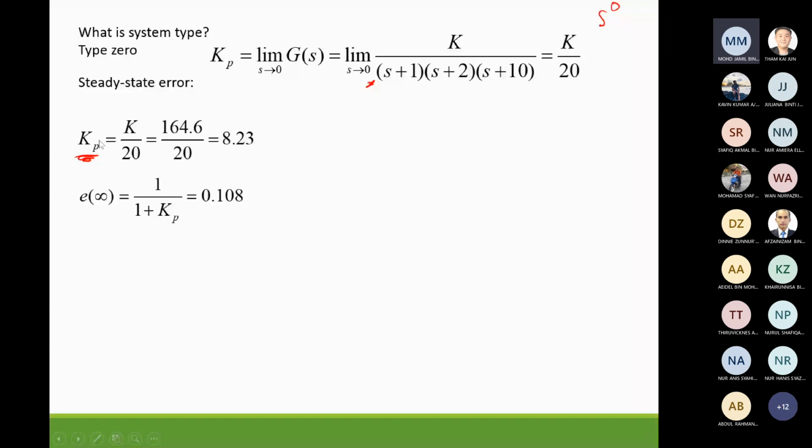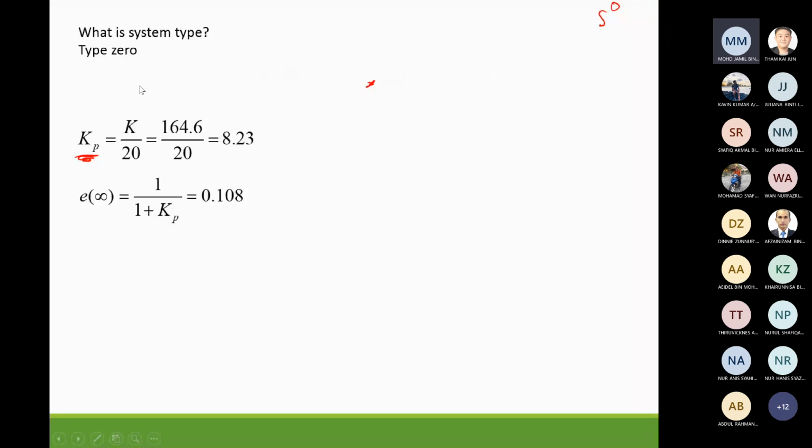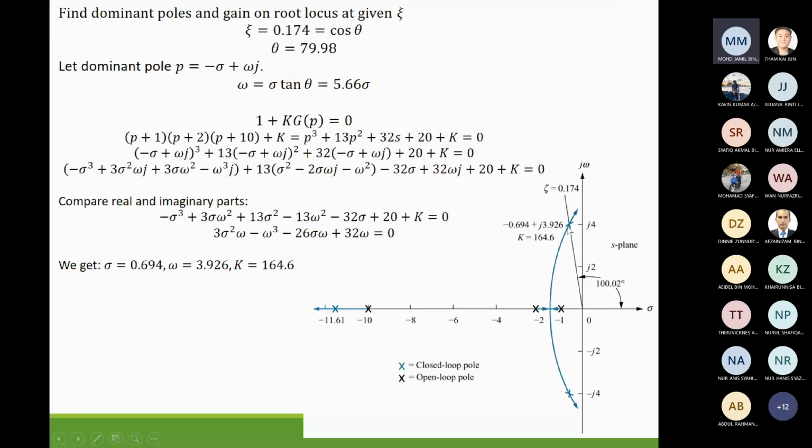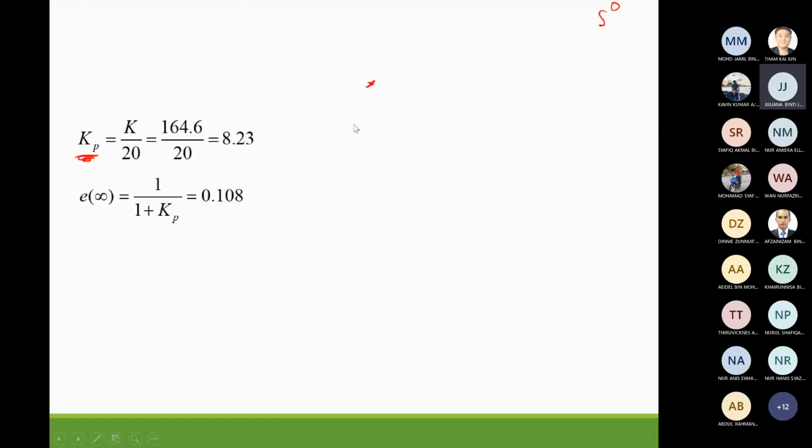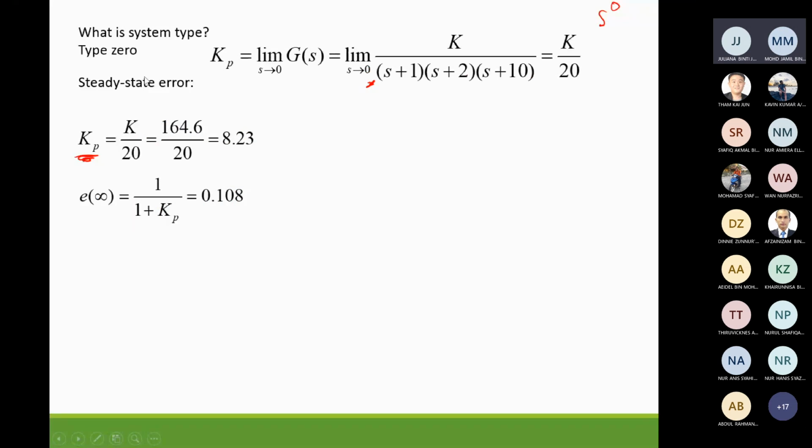And then to find the value of Kp, you use K from the intersection that you obtained just now from the root locus or from MATLAB or from manual calculation. So you get Kp equals 8.23. And to find the steady state error, you just use the formula from lecture 4B. Okay, so steady state error equals 0.108.